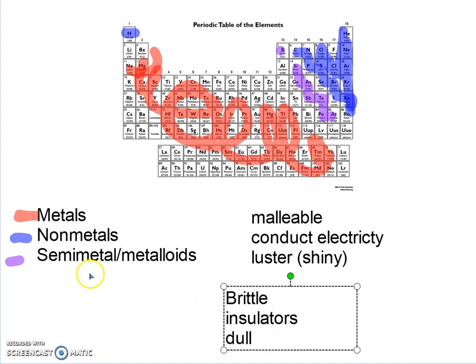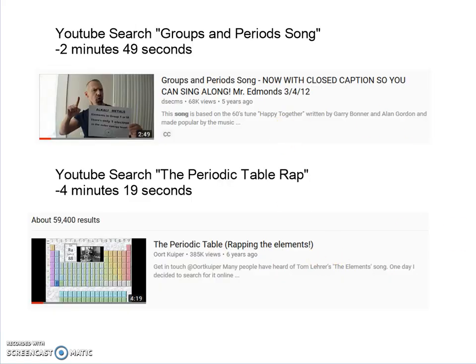Oh, and I should say semimetals have both properties. So silicon, depending on how you find it, can sometimes be shiny, sometimes be dull. It can sometimes be a conductor, sometimes be an insulator. It just depends on how you work with it. All right, so that's my lecture part.